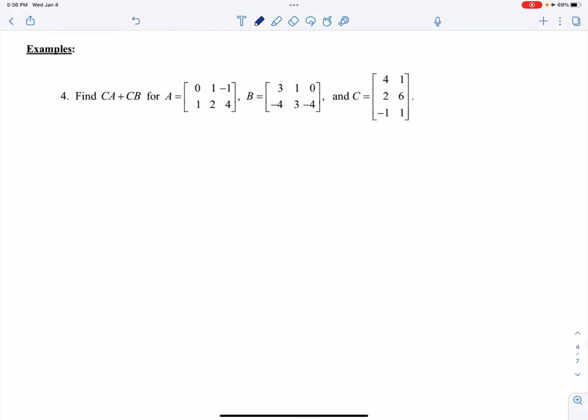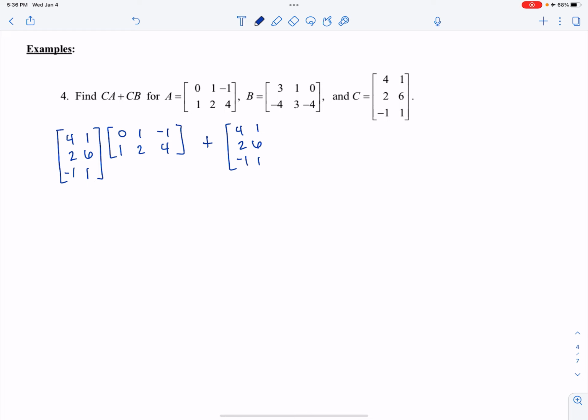Okay, C times A plus C times B. So C is 4, 1, 2, 6, negative 1, 1, times A, 0, 1, negative 1, 1, 2, 4, plus C, which is 4, 1, 2, 6, negative 1, 1, times B, 3, 1, 0, negative 4, 3, negative 4.